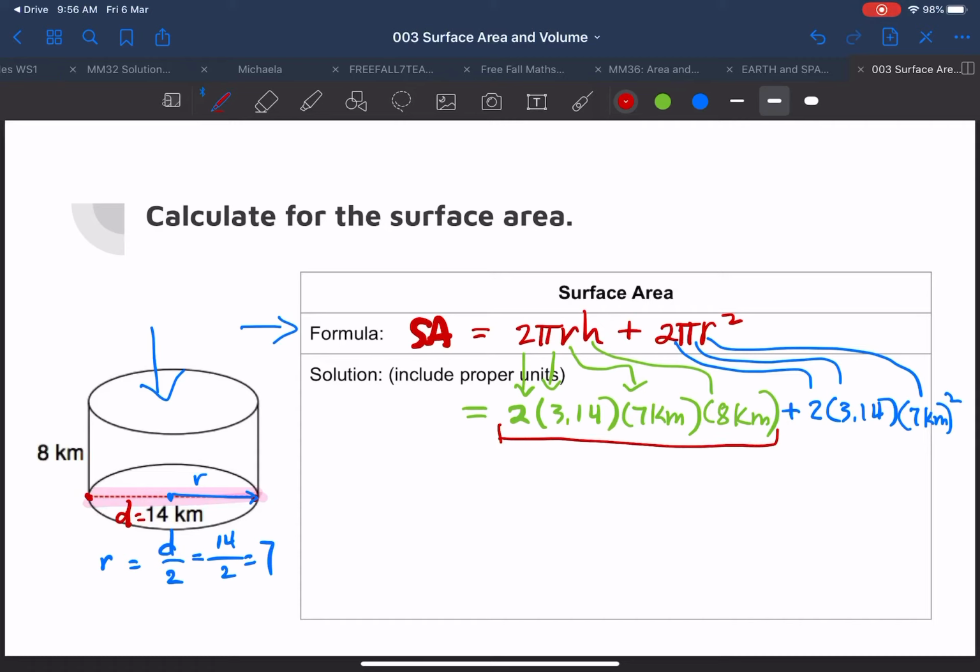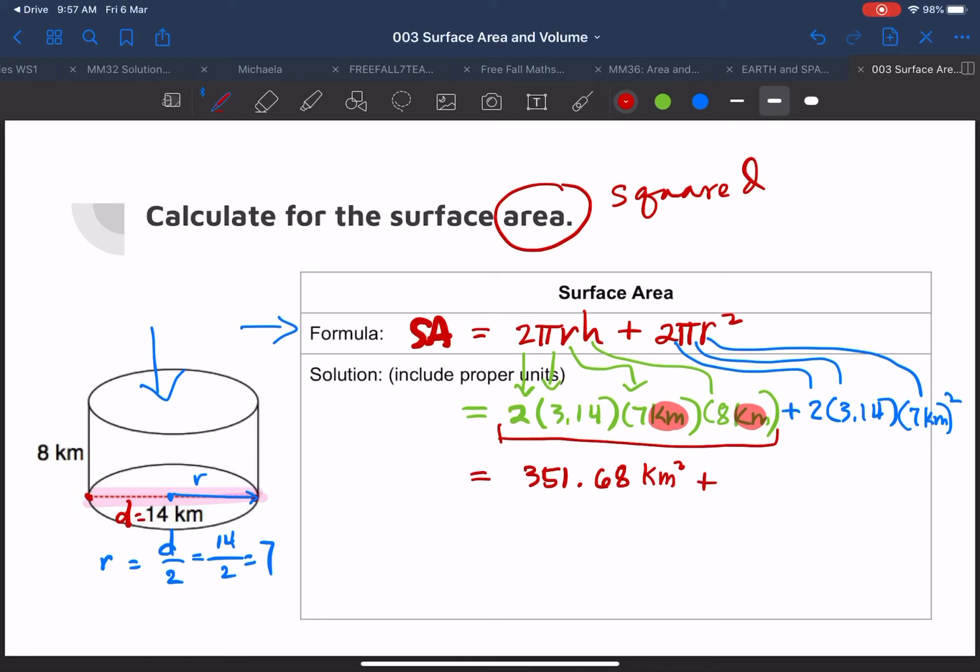So I'm multiplying 2 times 3.14 times 7 times 8 equals 351.68. Now, don't forget the unit. How many kilometers do you see? How many times does kilometer come out? 1, 2. Okay, so that's why it's km squared. Area is always squared. Remember that. Okay?